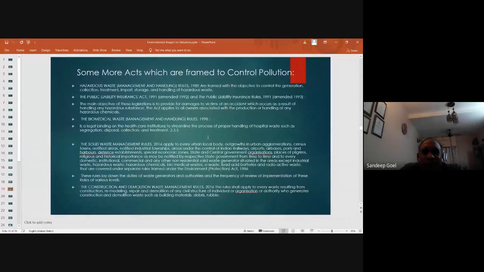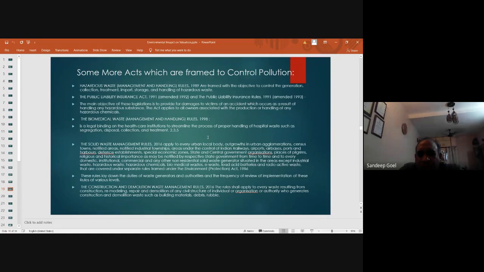Hazardous Waste Management and Handling Rule 1989, the Public Liability Insurance Act 1991. The main objective is to provide damages to victims of an accident which occur as a result of handling any hazardous substance. That applies to all owners assuming the production or handling of any hazardous chemical. Biomedical Waste Management and Handling Rule 1988 is a legal binding on healthcare institutions to streamline the process of proper handling of hospital waste such as segregation, disposal, collection, and treatment.